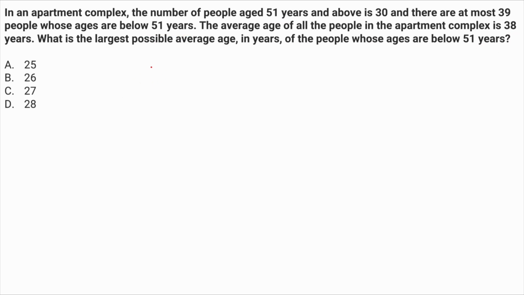So we have two groups here. The ages of people in the first group are greater than or equal to 51 years, and the number of people in this group will be 30. Similarly, the second group has average age less than 51 years, and this group has at most 39 people. So the number of people is less than or equal to 39. The overall average of these two groups combined has been given to us as 38 years. And the question is about finding out the largest possible average age of the second group.